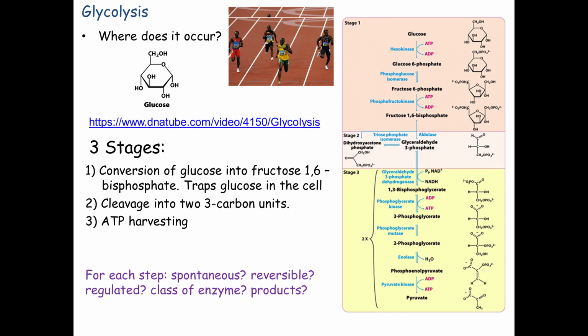So step 5 is just interconversion of the 2. But at this point in the process, I effectively have 2 moles of glyceraldehyde 3-phosphate for every mole of glucose that entered. Right? And what we'll do is we'll take the glyceraldehyde 3-phosphate and continue the reactions in stage 3 here.